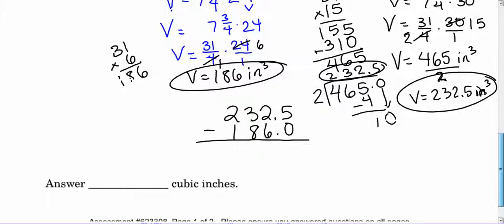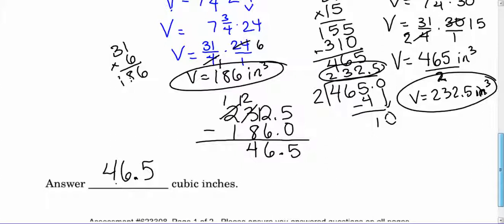All right, so 5 minus 0 is 5. Bring down your decimal point. 2 minus 6 doesn't work. You gotta go next door, borrow. 12 minus 6 is 6. Keep borrowing. 12 minus 8 is 4. And the difference is 46.5 cubic inches difference.